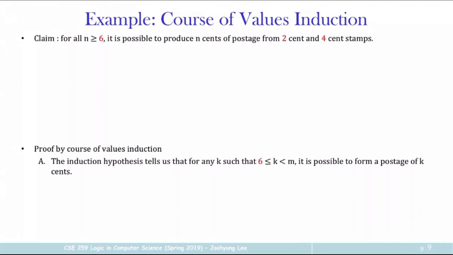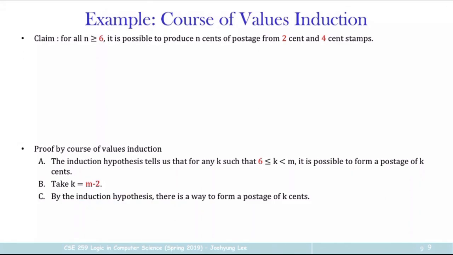The induction hypothesis tells me that if I want to prove I can create m-cent postage, I can assume that I can create k-cent postage where k is less than m, right? Same as before. In particular, I will take m minus 2. I know for some reason that somebody can give me m minus 2 cent postage. Then, by the induction hypothesis, we can create k-cent postage.